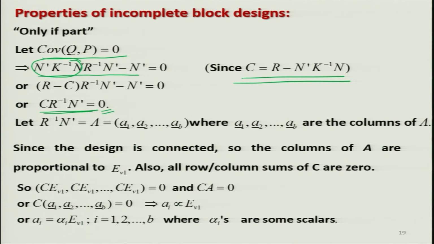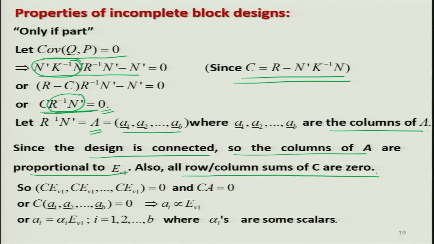So, now we try to assume here, suppose this part here R transpose n transpose let it be equal to A, some matrix whose column vectors are A1, A2, ..., AB. So, they are the columns of matrix A. Now, since the design is connected, the columns of A are proportional to EV1, and also the row and column sums of this matrix C are 0. So, I can write down here that CE1 is equal to null vector and CA is equal to null matrix.